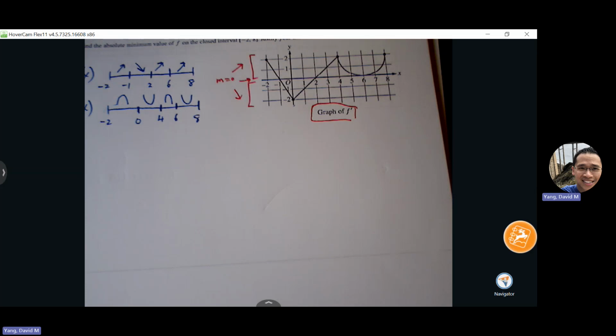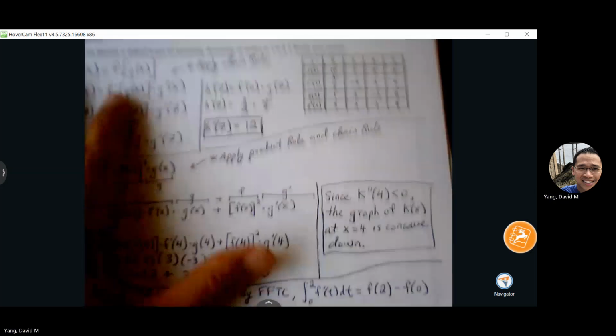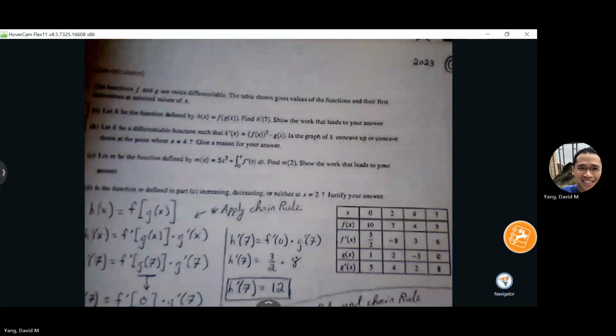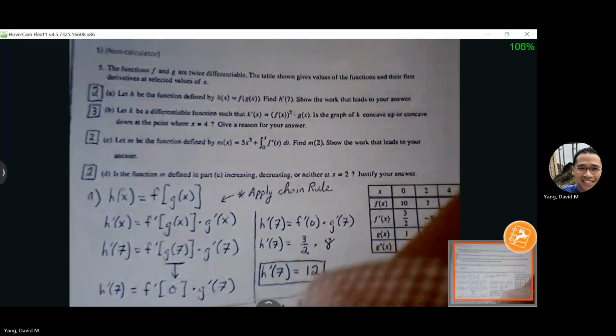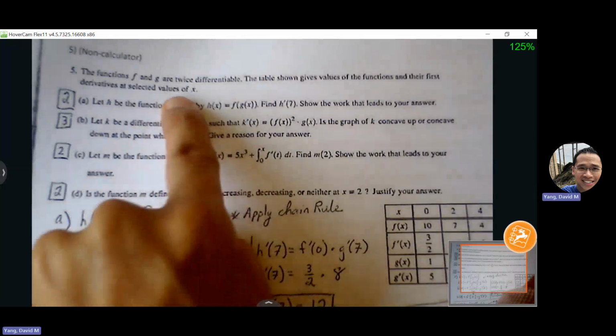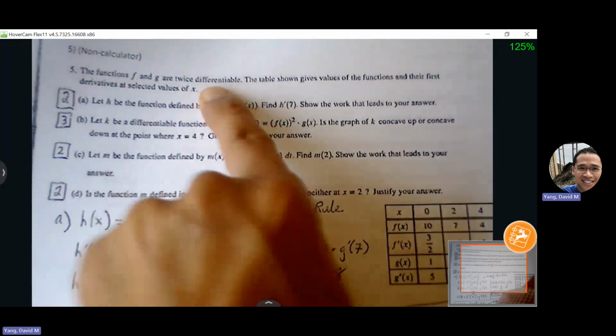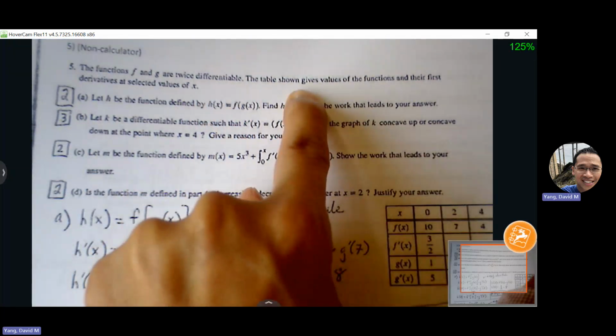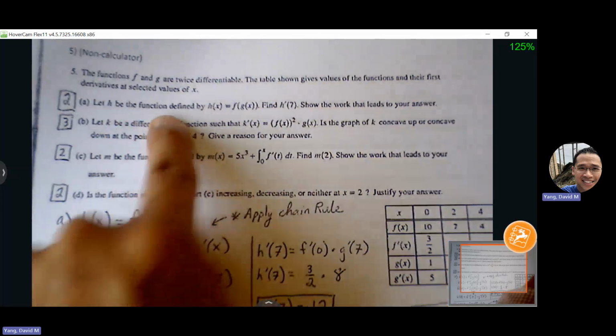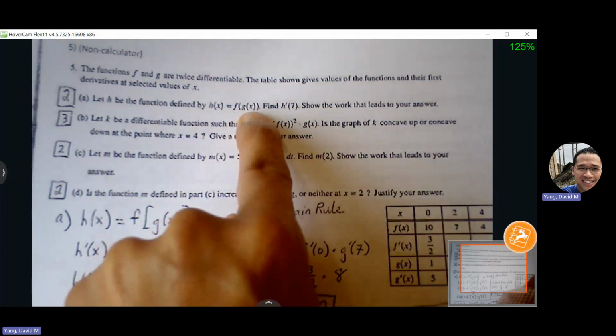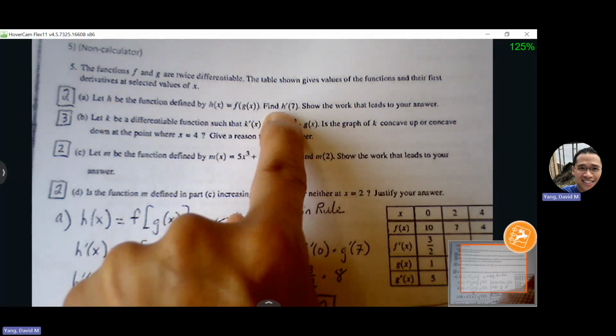Okay, next up, number 5. Functions f and g are twice differentiable, that just means a smooth curve. The table shows values of the functions and their first derivatives at selected values of x. Let H be defined by H of X equals F of G of X. Find H prime of 7.